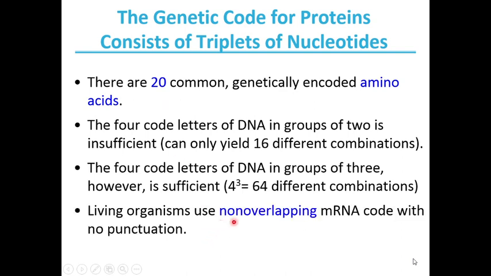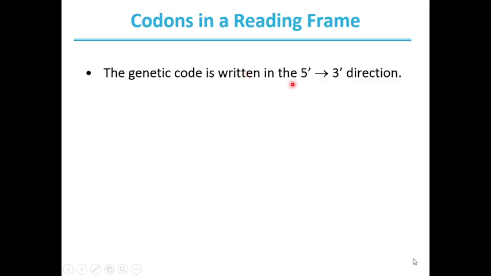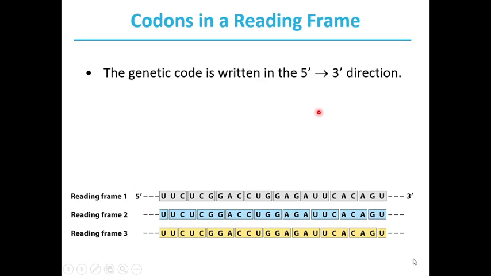So living organisms use a non-overlapping mRNA code with no punctuation. In this case, a code of 3 letters is called a codon. The genetic code is written in the 5' to 3' direction. A codon, as shown here, is a triplet of nucleotides that codes for a specific amino acid.